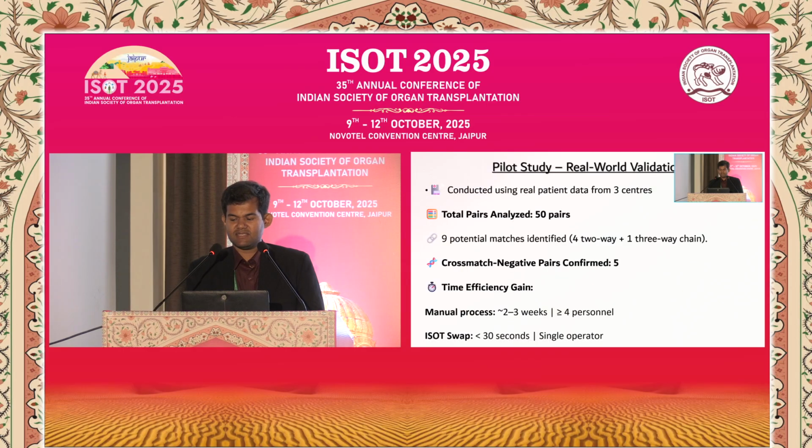We did a pilot study using real patient data across 3 centers. We analyzed a total of 50 donor recipient pairs in the swap software. The algorithm instantly generated 9 potential matches, including 4 two-way and 1 three-way chain. Of these, 5 were cross-match negative and 4 of them underwent transplant, each verified manually by a consultant and immunologist. What earlier required 2 to 3 weeks and 4 personnel was completed within 30 seconds by a single user.